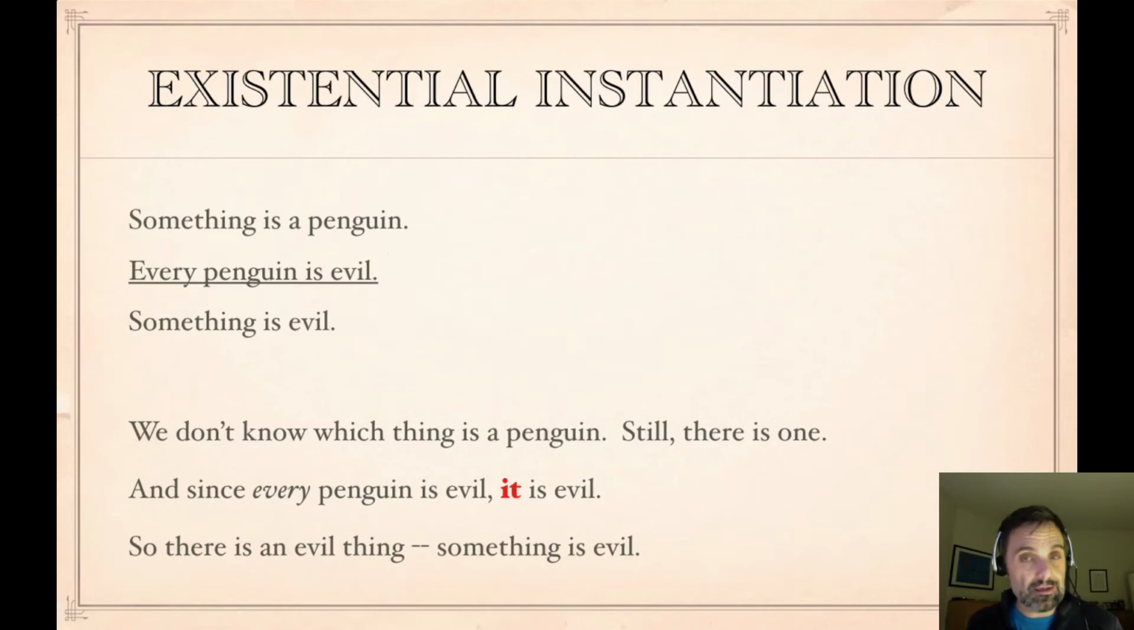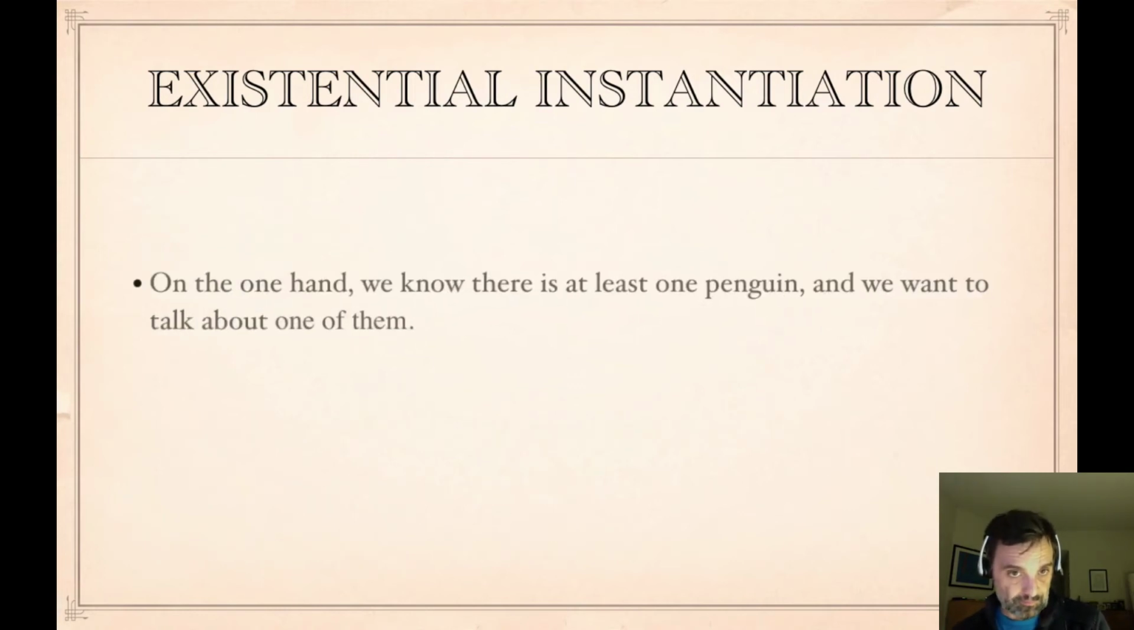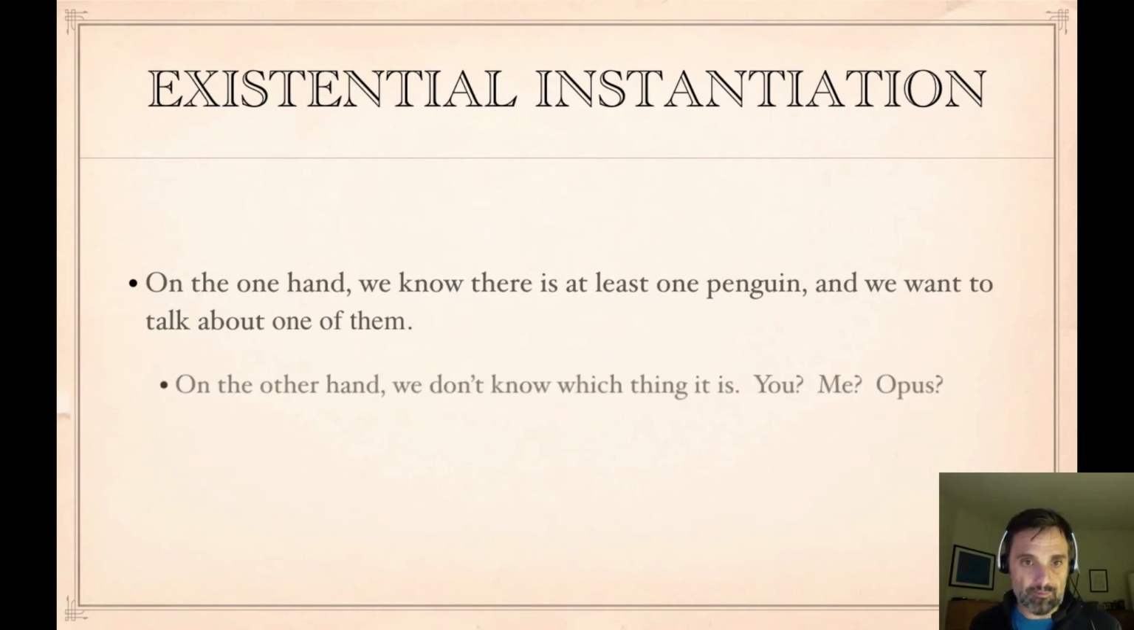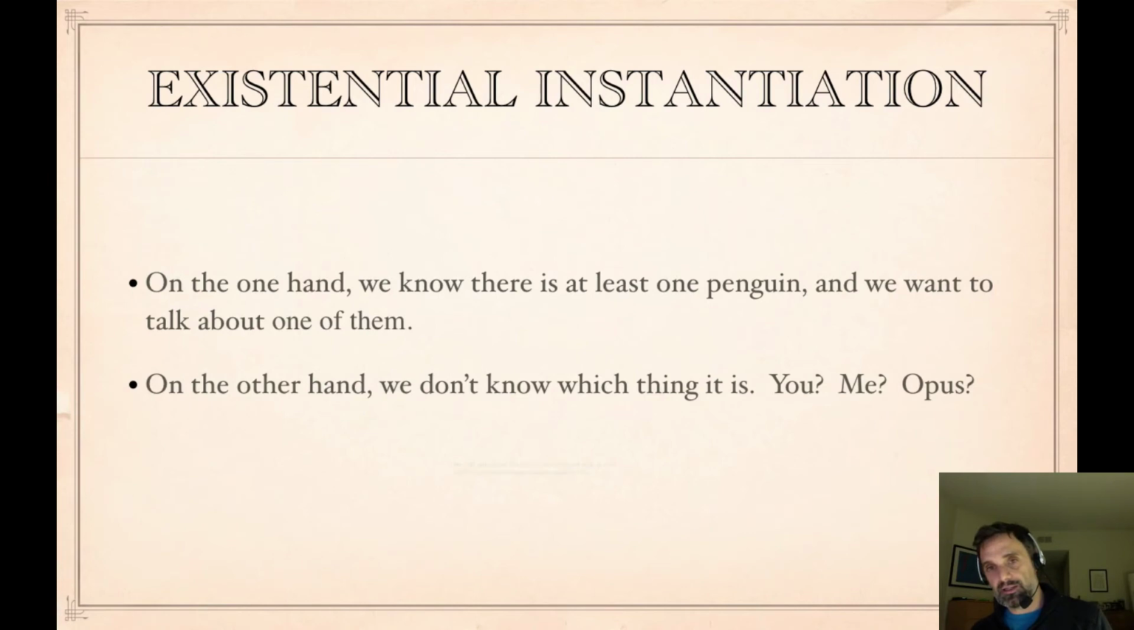So that it, what are we doing with that it? Which thing is it referring to? Well, it's not really clear what it refers to. It's kind of being used as a stand-in. What we know is there is a penguin out there. And so if it referred to that penguin, then this would work. And so what we do is we say, we know there's at least one penguin and we want to talk about one of them, but we don't know which thing it is.